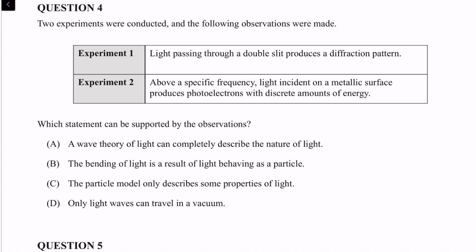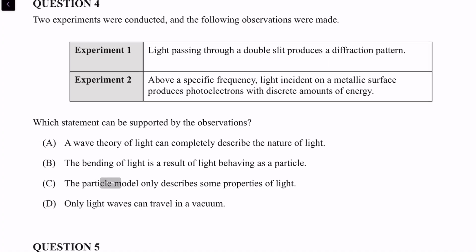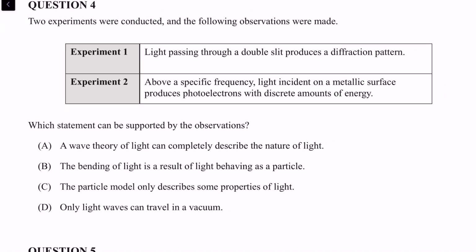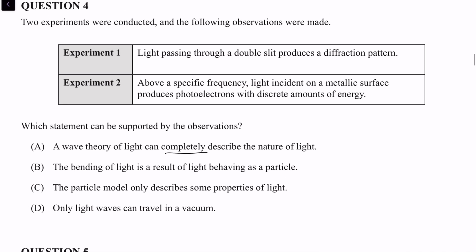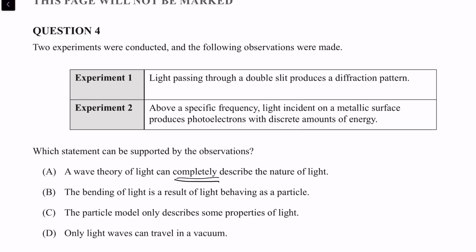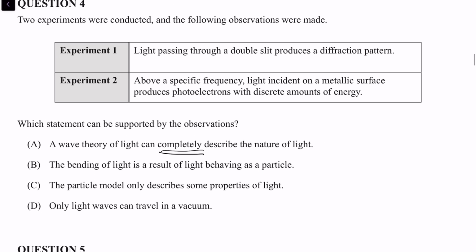Okay, so what statement can be supported by the observations? Well, this was a pretty simple one. It was pretty self-explanatory. A wave theory of light can completely describe the nature of light. Usually with these sorts of questions that say completely or always or never, those are usually wrong because there are always exceptions. That's another tip. So you can easily cross out A.